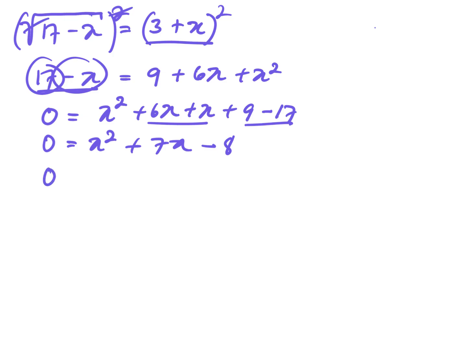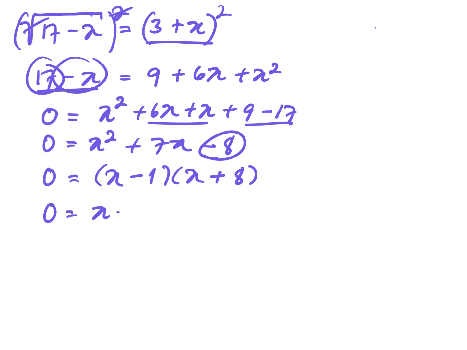That means we're going to factor it. We're going to get two factors here: x and x, and the factors of 8 that give 7 should be 8 and 1. One should be positive, one should be negative. So in this case, x minus 1 and the other one is x plus 8. Therefore, the value of x here is going to be 1, and the other one is x is equal to negative 8.